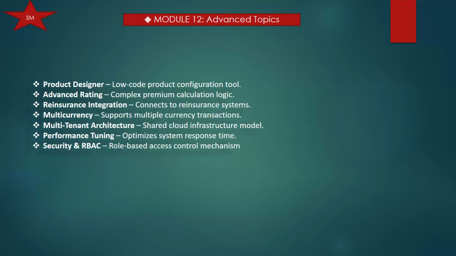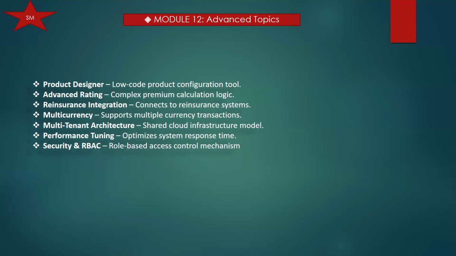Here, module number 12 is basically the advanced topics. We will see what the advanced topics in Guidewire are. So now, the Product Designer is the latest advanced topic, a low-code product configuration tool. Before Product Designer, manual coding was required. Now they have improved a lot and developed this feature, Product Designer.